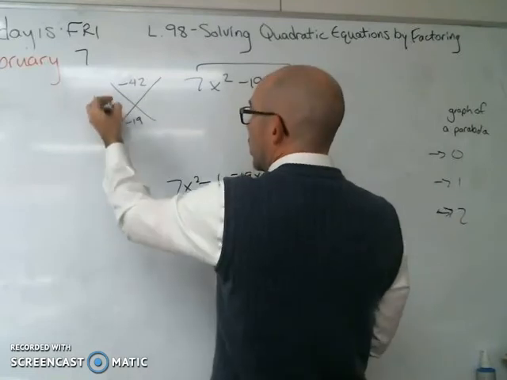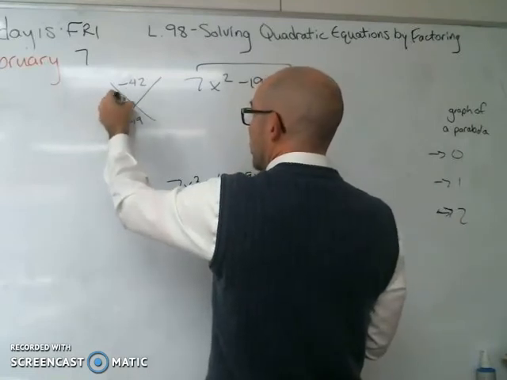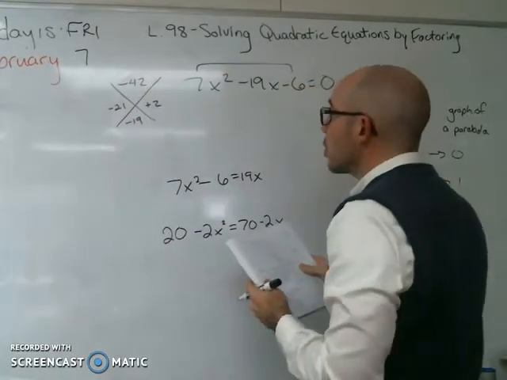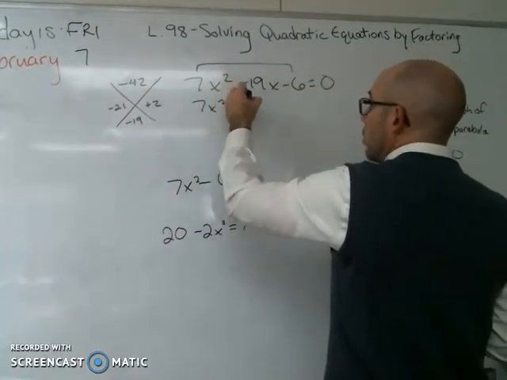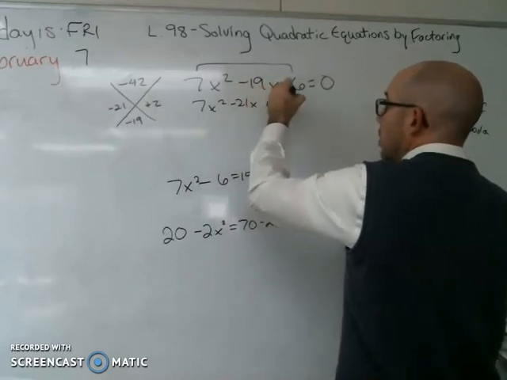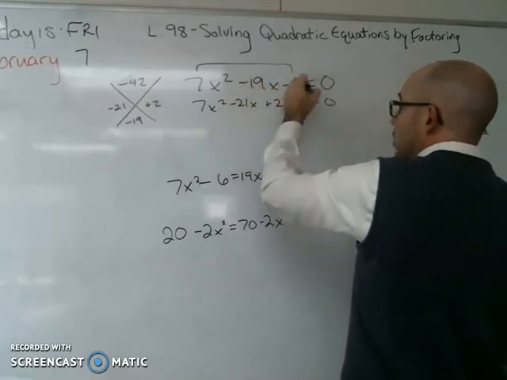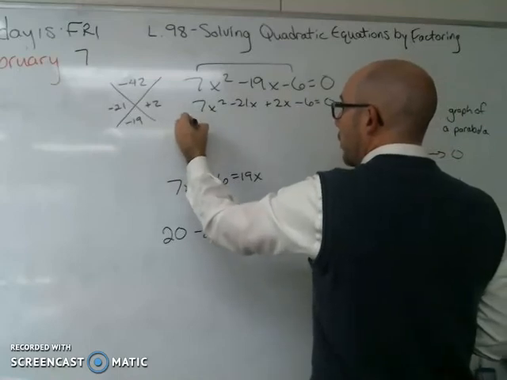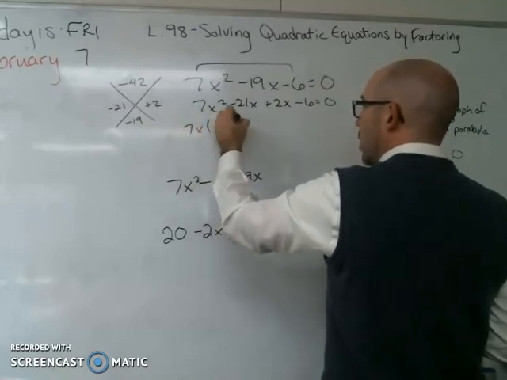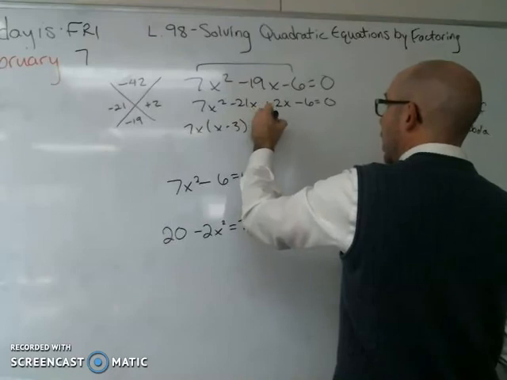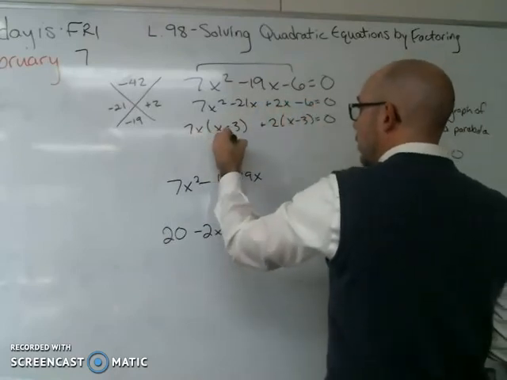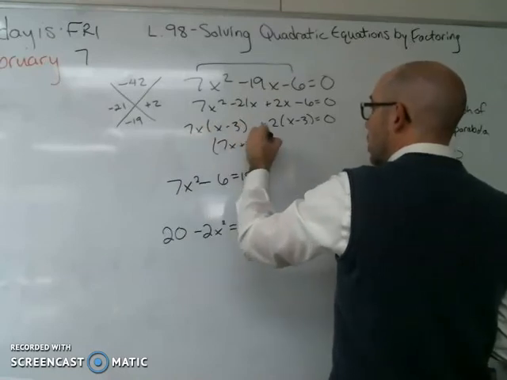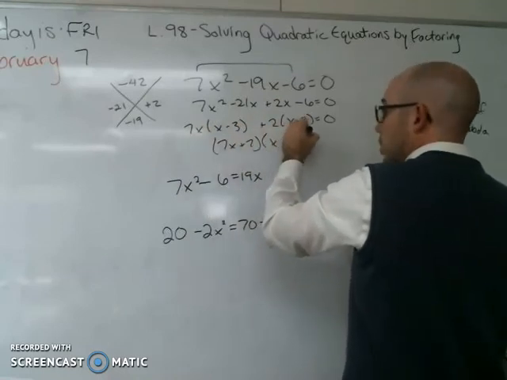And lo and behold, I can have -21 and a positive 2. So I split it. I'm going to put the -21x first. I'm going to put the plus 2x second. Minus 6 equals 0. Factor the front half: 7x times x minus 3. Factor the back half: 2 times x minus 3. This means 7x plus 2 times x minus 3 equals 0.